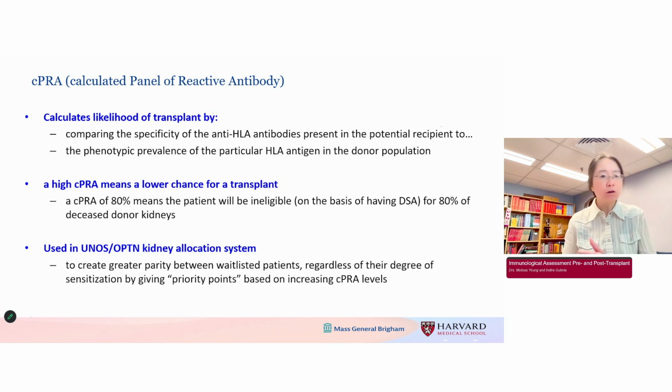Okay, so to quickly go through, the other concept I mentioned was something known as the CPRA. The CPRA takes the results of that bead-based assay and says, if you have all these antibodies, how many donor organs would you be incompatible with? So a CPRA of 80% would mean that patients would be ineligible for, or HLA incompatible with, 80% of the deceased donor kidneys that become available on the basis of having donor-specific antibodies.